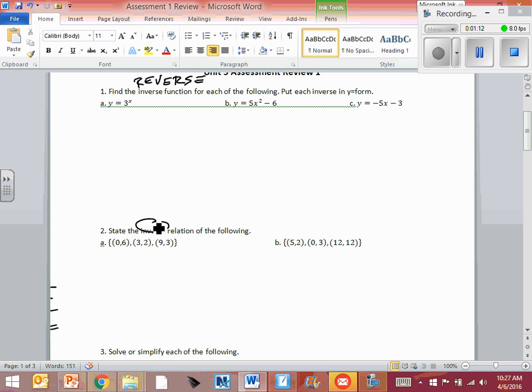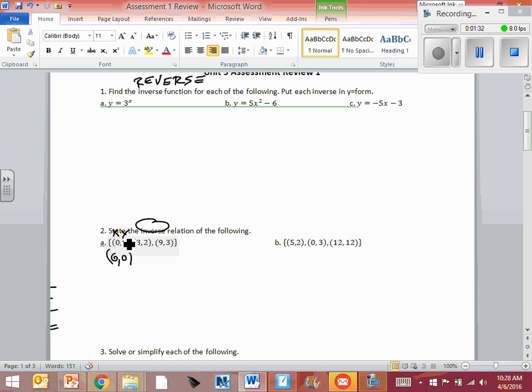This is the easy part of this new unit. So please write the inverse of this relation, then you do it over there. I'll do it once. They do have to be in parentheses because they're in ordered pair. First, above it, put an X and a Y.